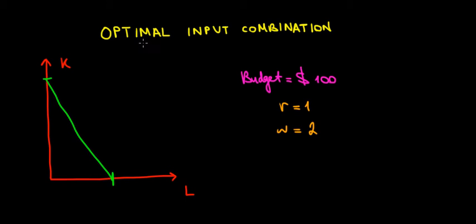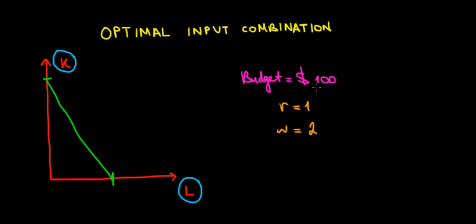Let's discuss the concept of optimal input combination in this video, and we will work with the example of capital and labor in the case of firm production. So we have two inputs that we can vary, so we're speaking about the long run production, that's capital and labor. And suppose we have a budget of $100 to invest in either of them.